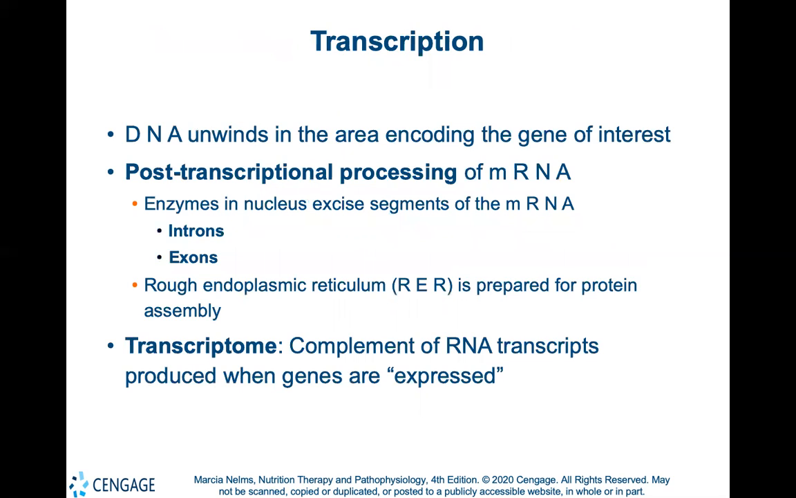Transcription is accomplished by the enzyme RNA polymerase, which first complexes with transcription factors in a gene promoter region before facilitating production of mRNA. The DNA strand that serves as the template for mRNA synthesis is known as the sense strand, whereas the non-coding strand is the antisense strand. Once transcription is completed, mRNA undergoes post-transcription processing. Enzymes in the nucleus excise segments of the mRNA known as introns, intervening sequences, while leaving the segments known as exons, expressed sequences.